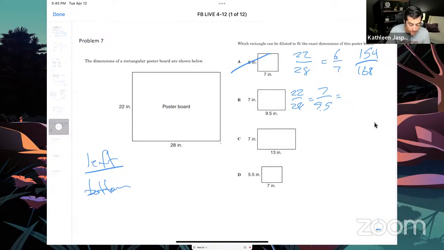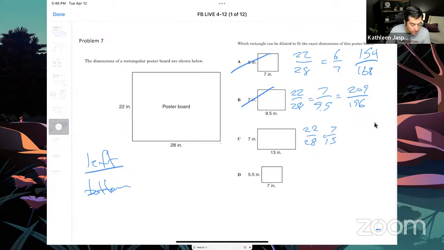and you get 209. And then 28 times 7 is going to give you 196. Well, that doesn't work because the top number is bigger than the bottom number, and they're not even equal, so that doesn't work. The next one, 22 over 28 is equal to 7 over 13.